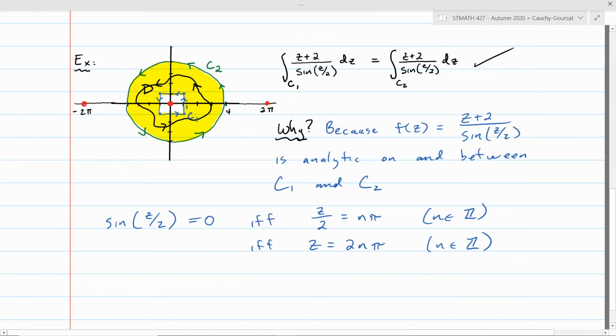So this brings us right up to the next big fact about contour integrals. This is going to be the theorem that we use the most to compute values of integrals. It's called Cauchy's integral formula.